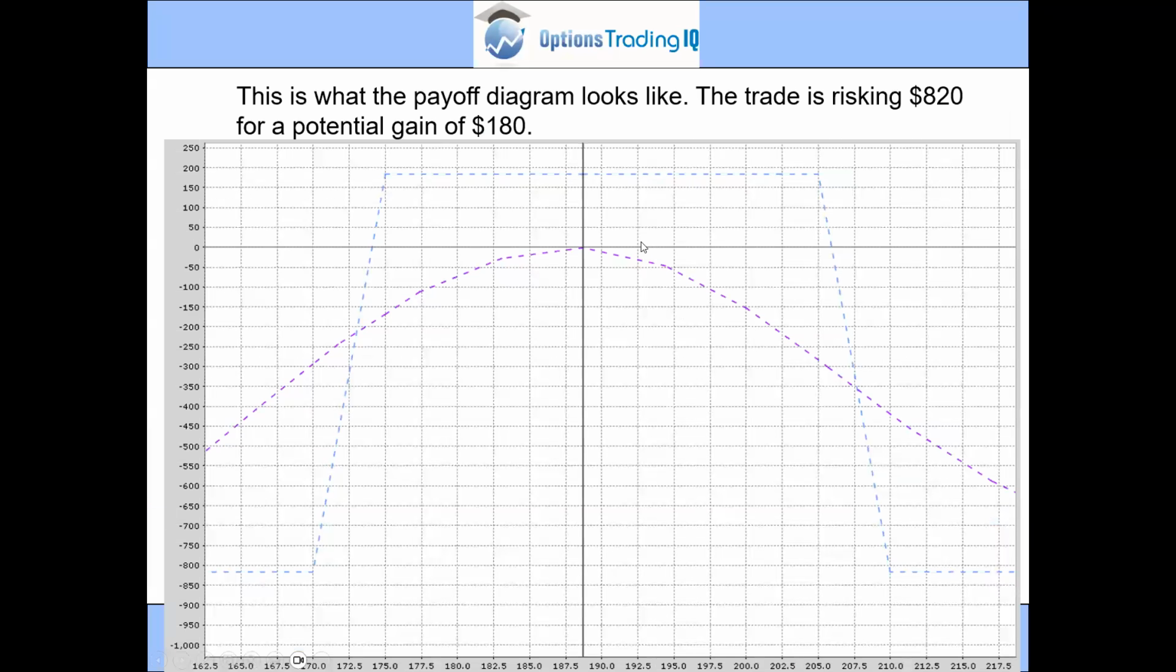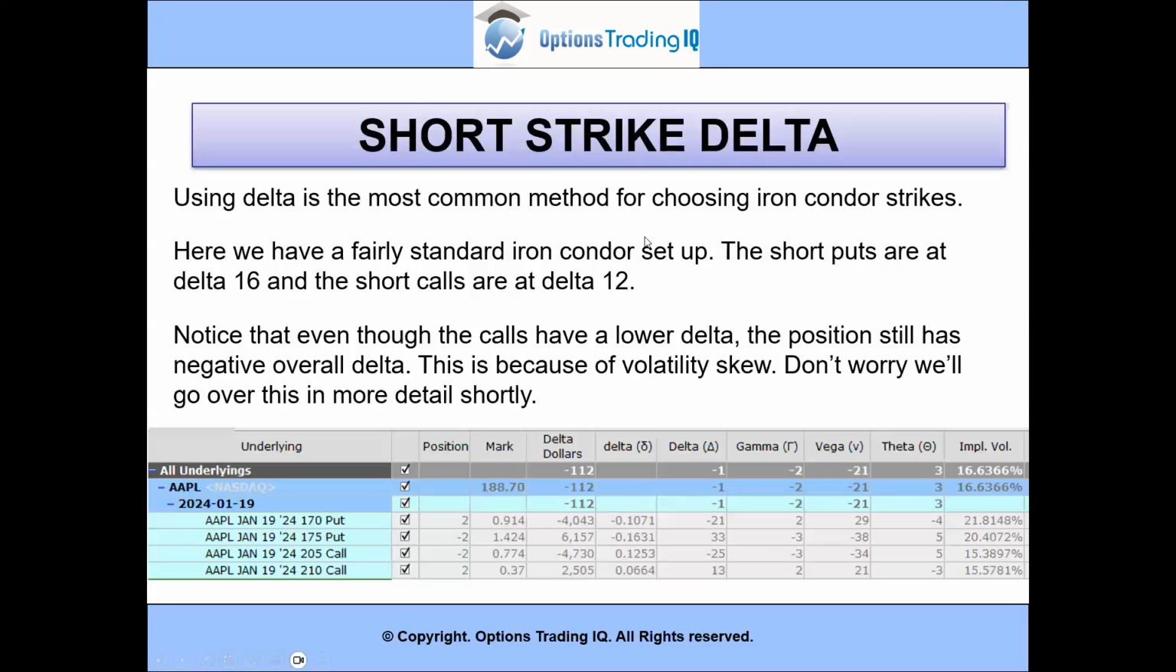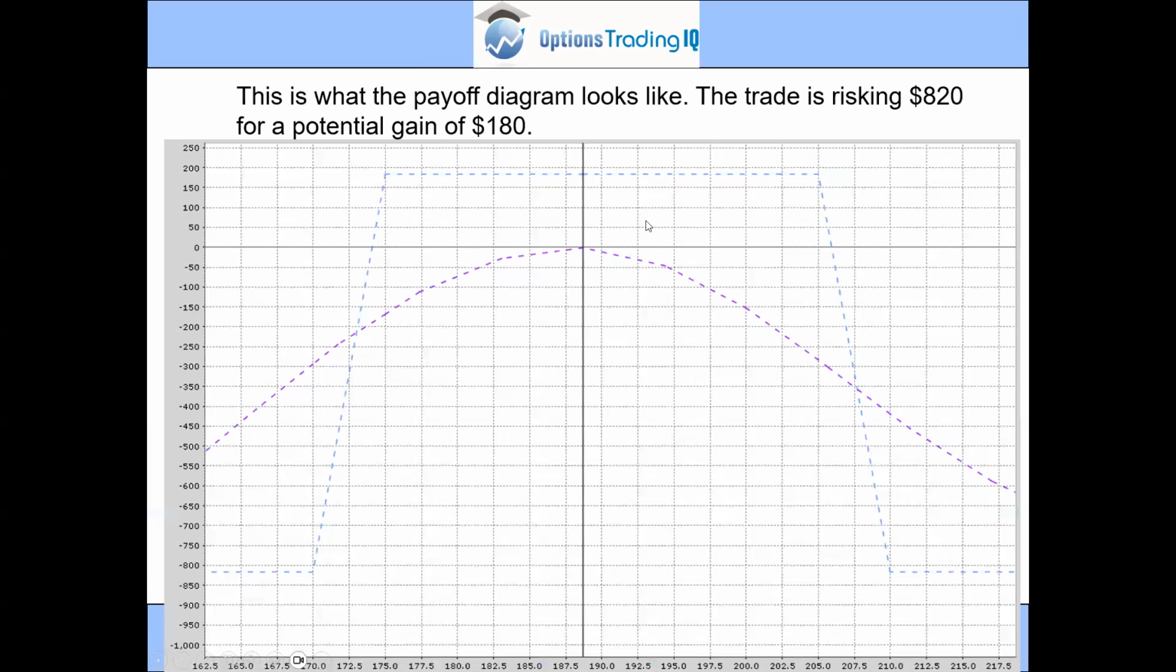And then we have our payoff diagram. The trade's risking about $820 with the potential to make about $180. You can always calculate that risk pretty quickly, because we take the difference in the strikes, so 5 points wide, times 2 contracts, times 100 is about 1,000. Well, it is 1,000. And then we subtract the premium received. So we'll receive about $180 for making this Iron Condor trade. Therefore, our risk is 1,000 less 180 equals 820.